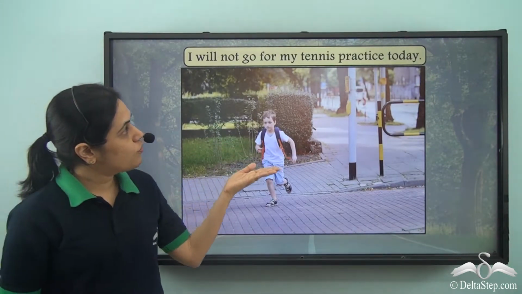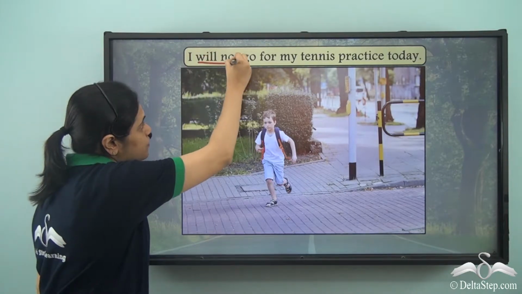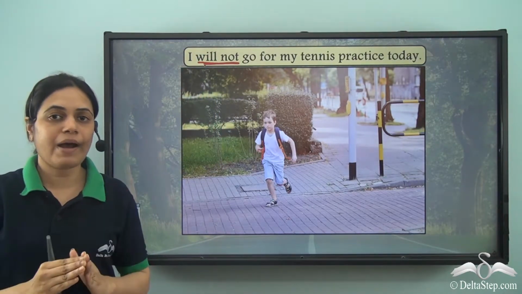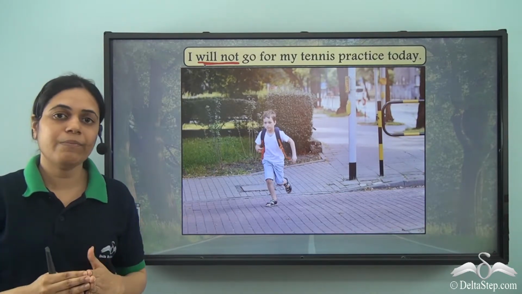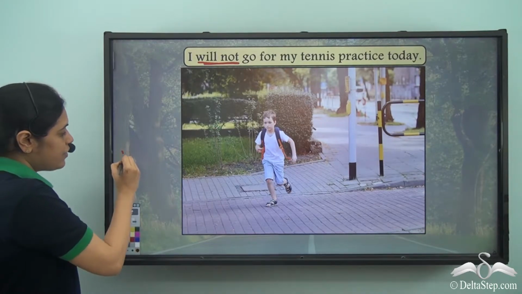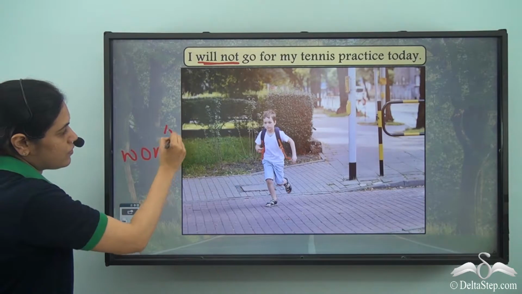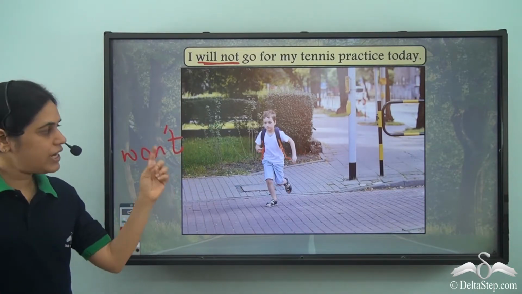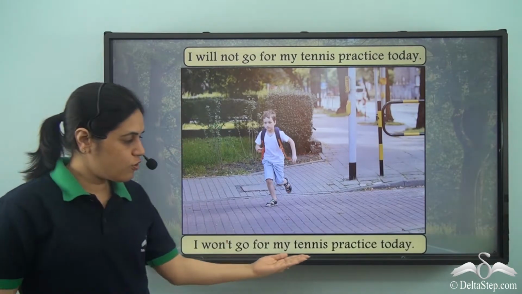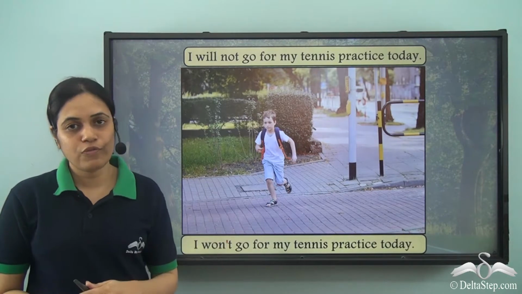I will not go for my tennis practice today. Now, will not. So will not can again be combined. These two words can be combined to give a single word. Let us see what that word will be. Will not becomes won't. So W-O-N apostrophe T. I won't go for my tennis practice today. So will not becomes won't.